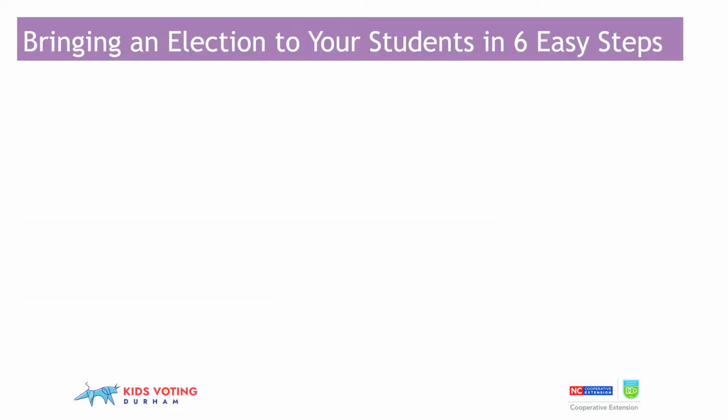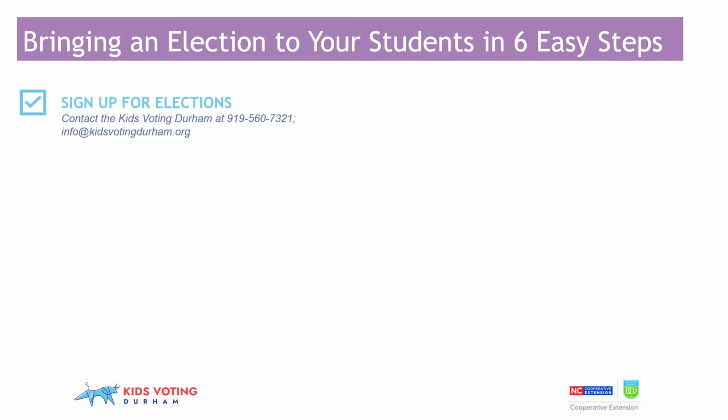Let me talk about how you bring a kids voting election to your students. It's easy, and there's just 6 steps. First, sign up for elections. Contact Kids Voting Durham at 919-560-7321 or email us at info@kidsvotingdurham.org and let us know that you're interested in holding elections, what school or organization you're from, and how many students will be taking part.